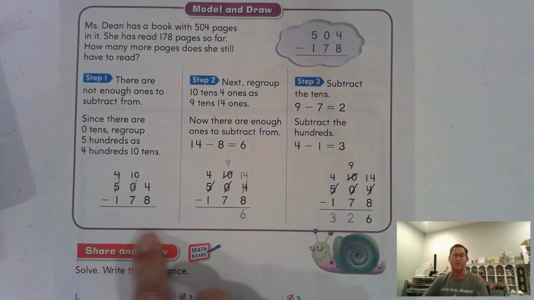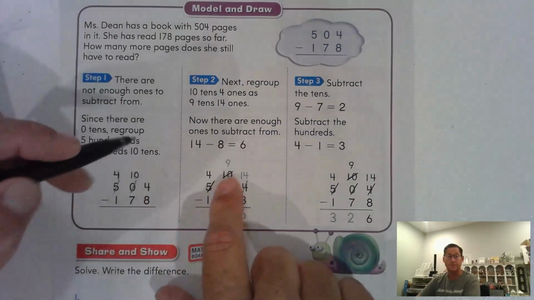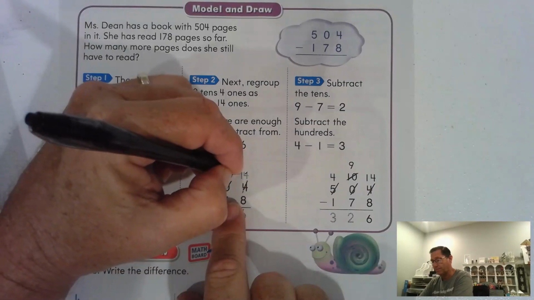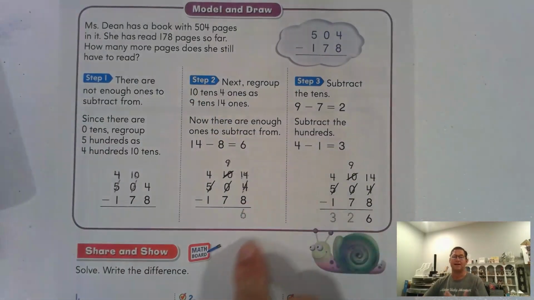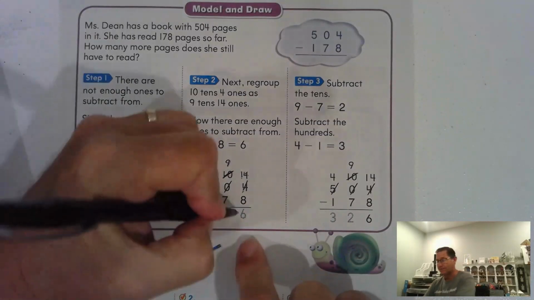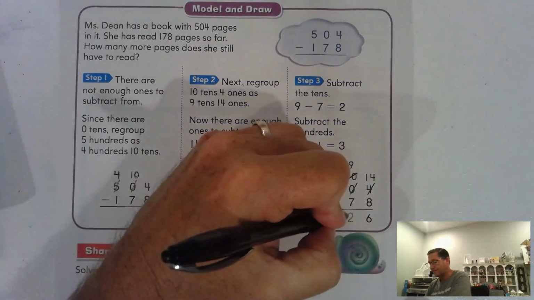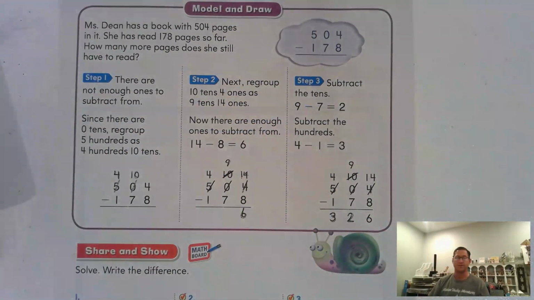Okay, so now we have tens to regroup. So we're going to take one of the tens and trade it for 10 ones, which gives us 14 ones. Now we can subtract. 14 take away 8 is 6. 9 take away 7 is 2. And 400 take away 100 is 300.